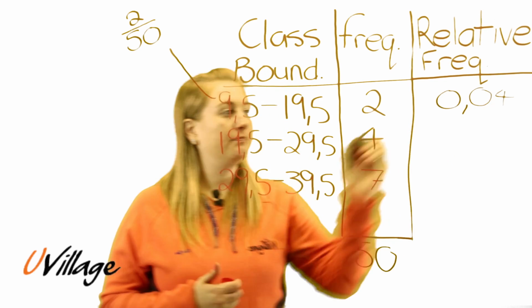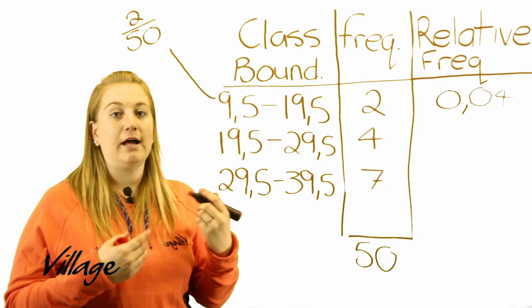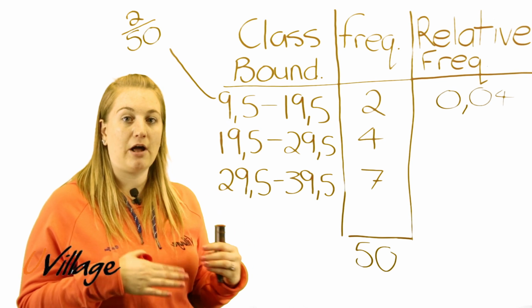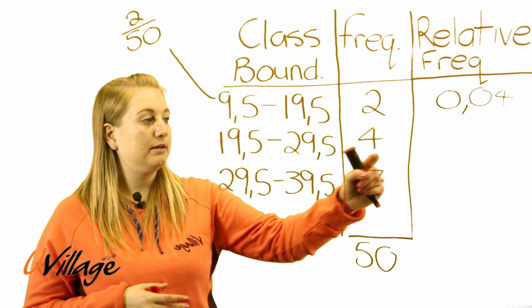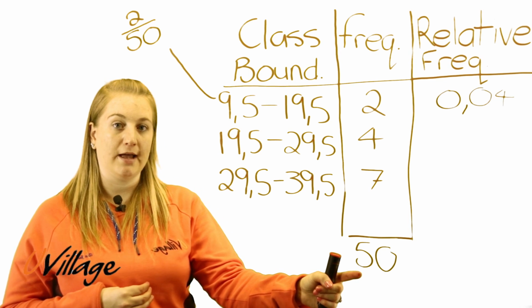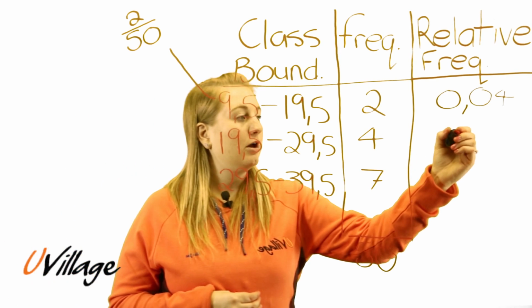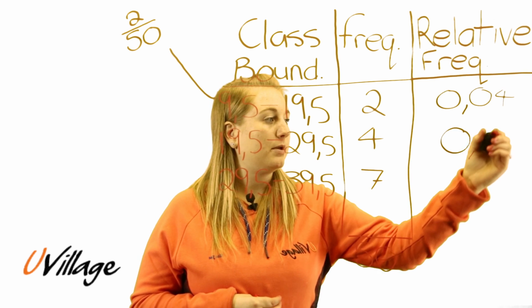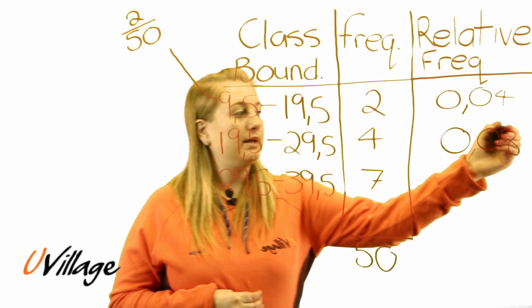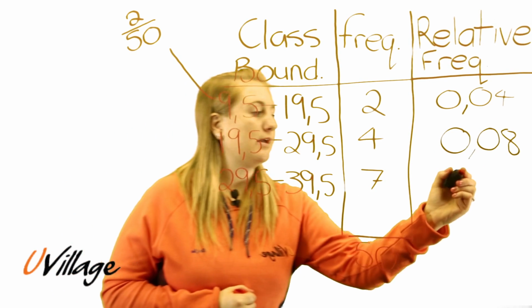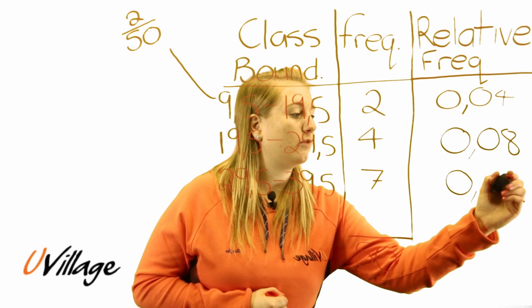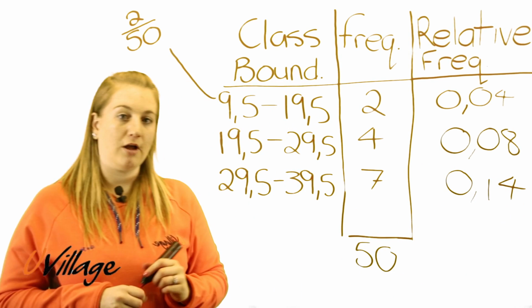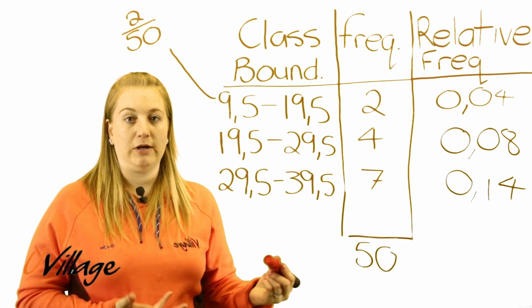0,04. And likewise, to calculate the relative frequency for the next classes, we take the frequency divided by the total sample size. So we should get a relative frequency of 0,08 for the next class and 0,14 for the third class. That is relative frequency.